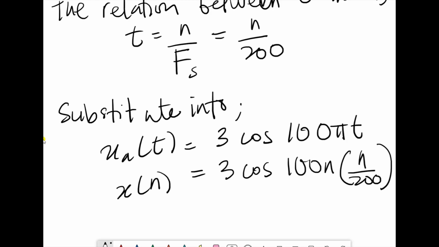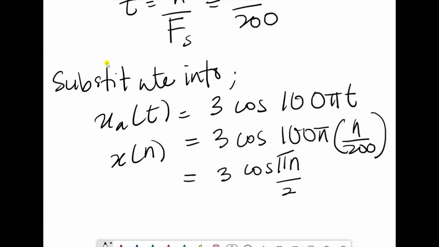Okay, so then you get 3 cos, sorry, I'm missing a pi. Yeah. So pi n over 2. So this is your x(n), the discrete signal for xa(t), right?